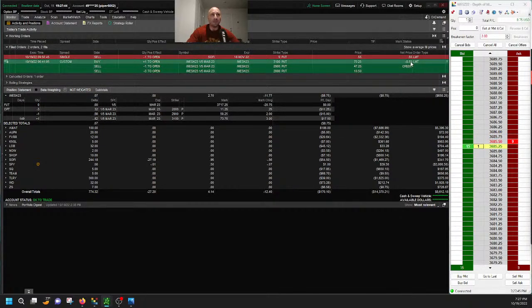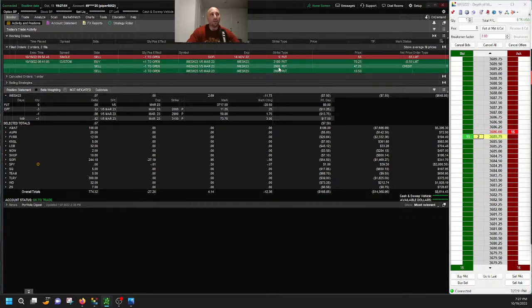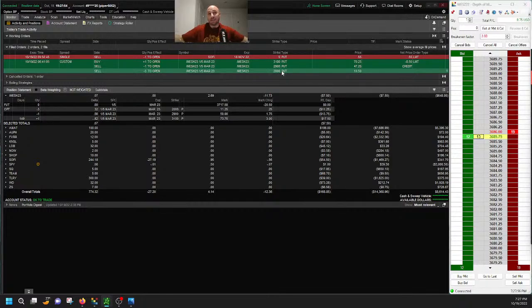I collected a credit of 8.50. Okay, here's the thing. If we go to 2,900, that put spread's going to expand, right? It's a 200 point spread. I paid 24 bucks for it. So that 200 bucks or spread max might be worth, well, I would probably say about 140 bucks, right?